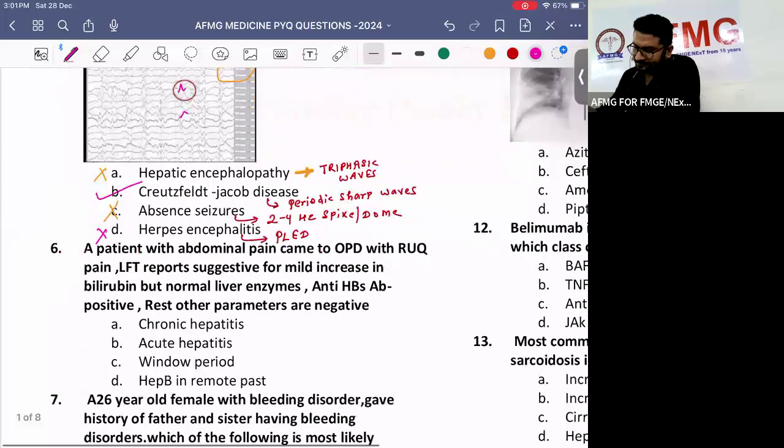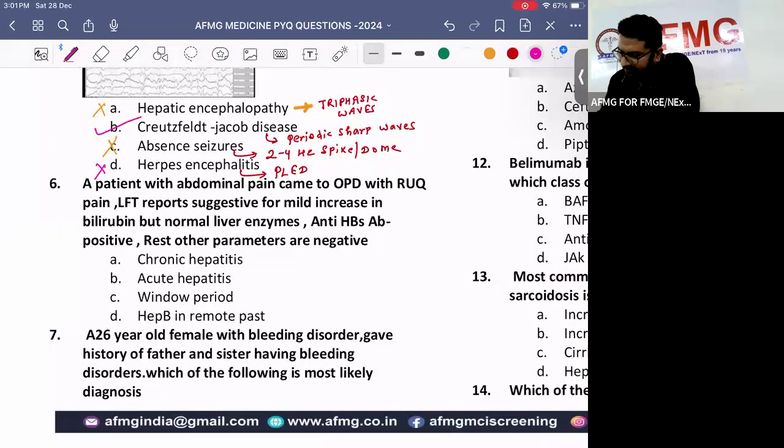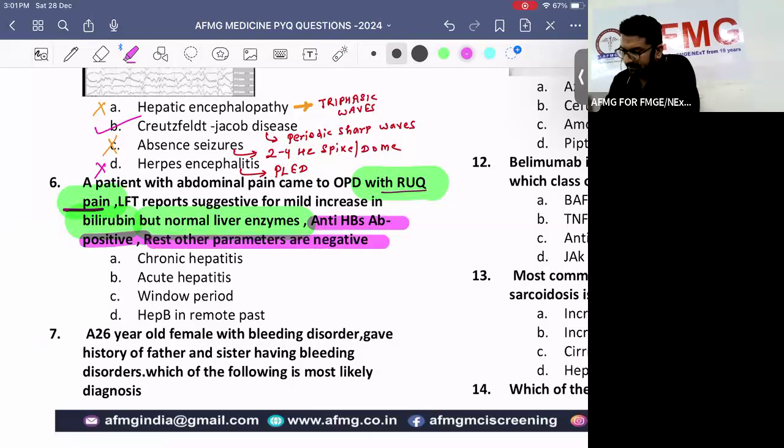Okay, moving to next. Tell me. Patient with abdominal pain came to OPD with right upper quadrant pain. LFT report is suggestive of mild increase in bilirubin. Right upper quadrant pain means hepatitis. Bilirubin is increased, but liver enzymes are normal. Anti-HBs antibody is positive. Other parameters are negative. What is the diagnosis?